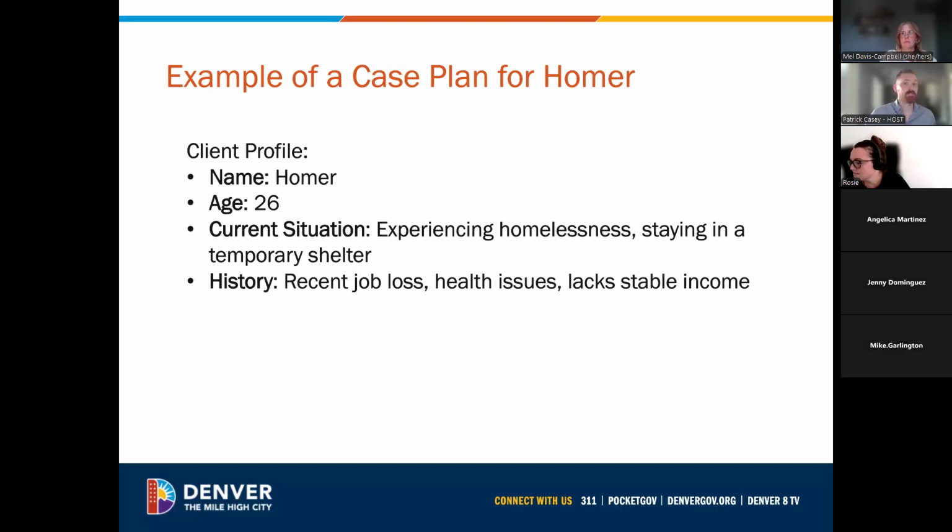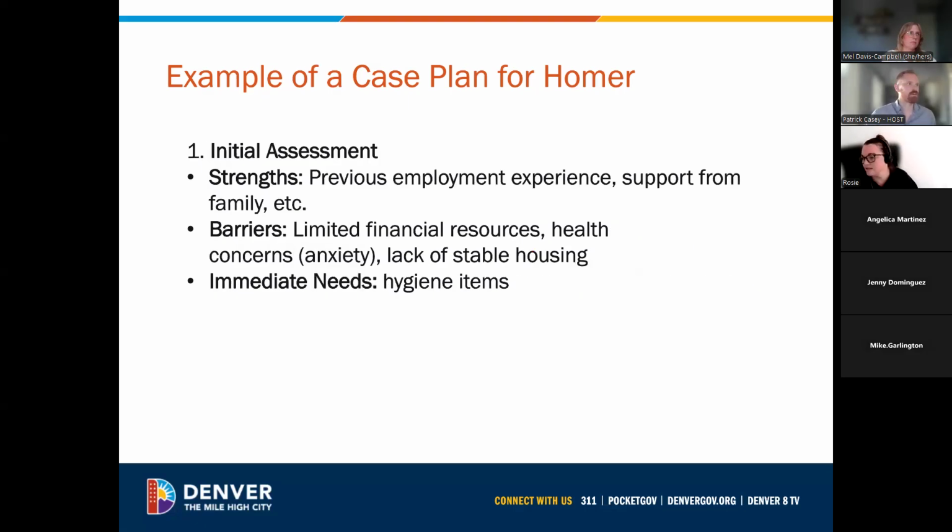And then some history about what has gone on with Homer is helpful as well to frame some of our thinking around services that might be helpful. So we know that Homer's had a recent job loss. We know that Homer is experiencing some anxiety and health issues. And then we also know that Homer has had a lack of stable income. So that's an outline of a basic client profile that we could put together in a case plan. And next slide, thank you.